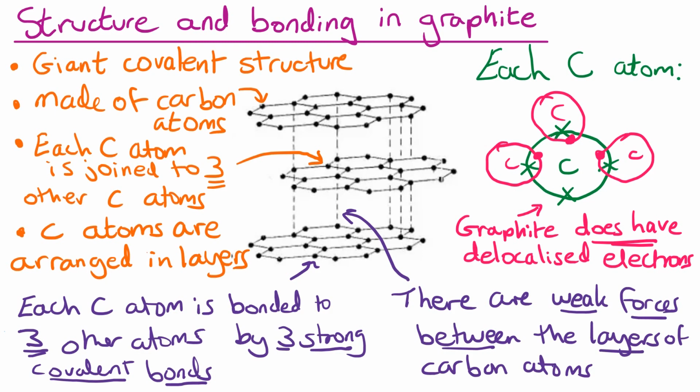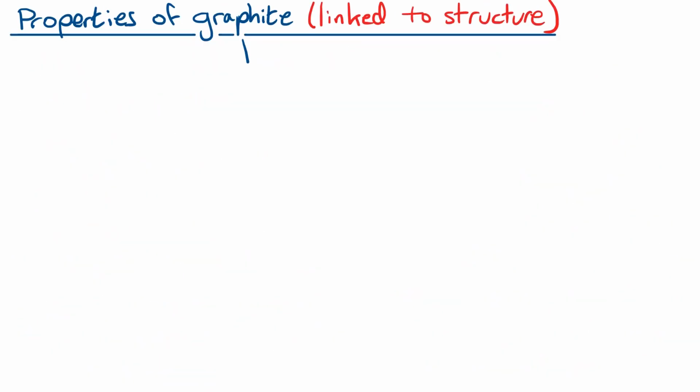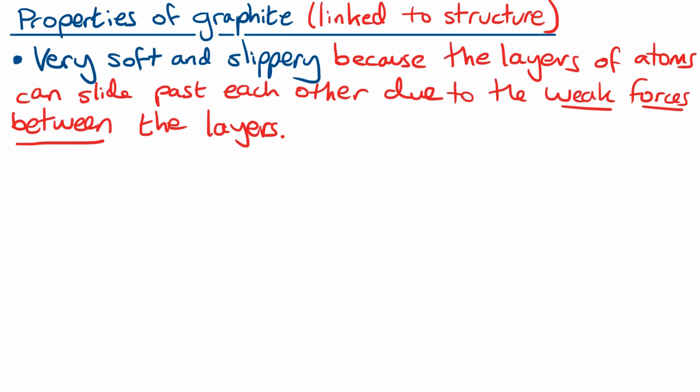That means it can move through the structure, and that will become important when we look at graphite's properties. If we look at the properties of graphite and explain it by talking about its structure, it's very soft and slippery. We know how easy it is to break a pencil compared to the very, very hard diamond, and it's made of the same atoms just arranged differently. So very soft and slippery, and that's because the layers of atoms can slide past each other because there are weak forces between the layers. And when you use a pencil, it's dragging a few layers of carbon atoms across your page.